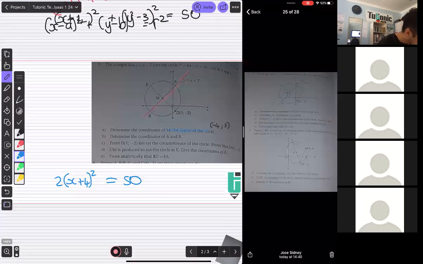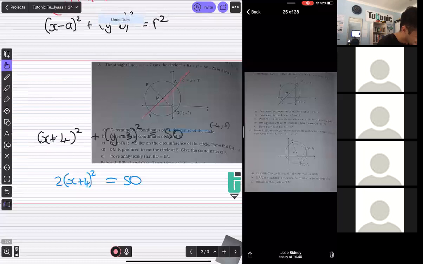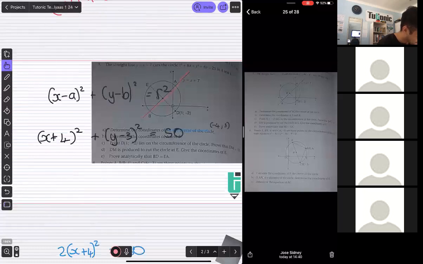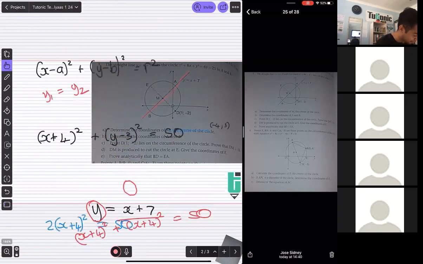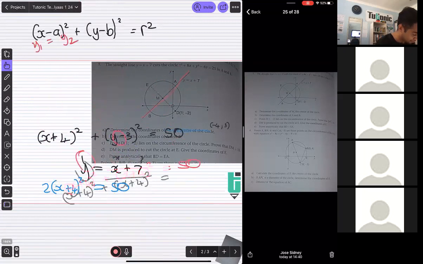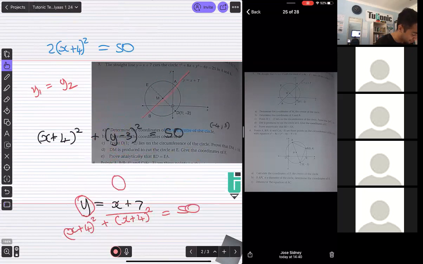But does everybody understand this step here? I know it's a mind-blowing step, but does everybody understand what we did here, where we subbed in x plus 7 into this equation? Yes, because the y's were the same. So we can sub in x plus 7. If you want me to repeat, it's fine.